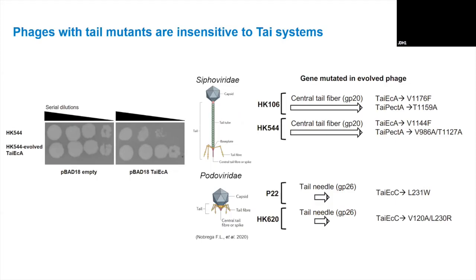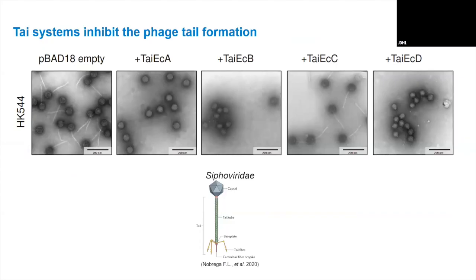And we sent them to sequencing and got some mutations for the Siphoviridae families. The mutations always happened in the C-terminal region of the central tail fiber protein J. With the phages from the Podoviridae families, the mutations always happen in the tail needle. So this suggests that the system targets the tail of different families of phages. So we decided to go to electron microscopy.